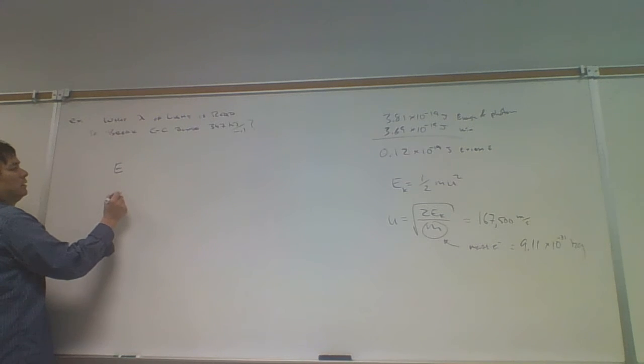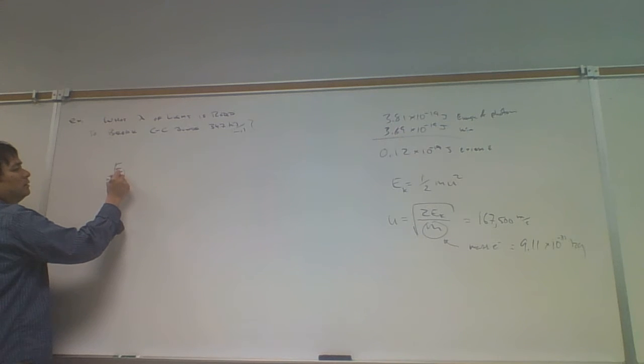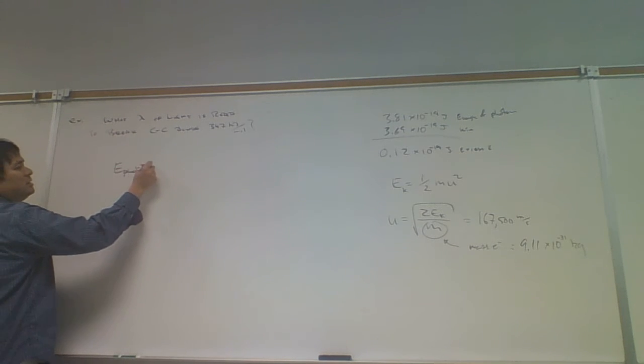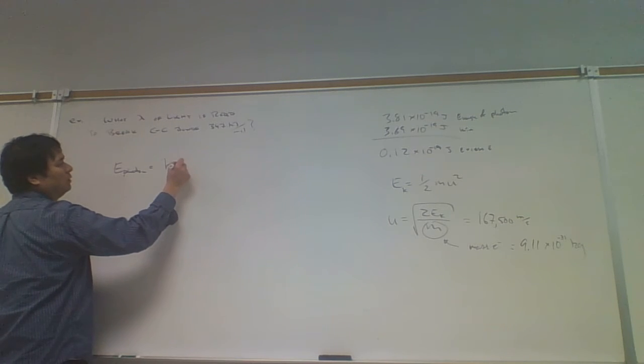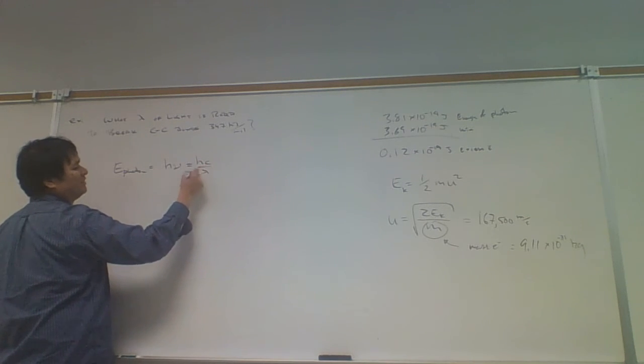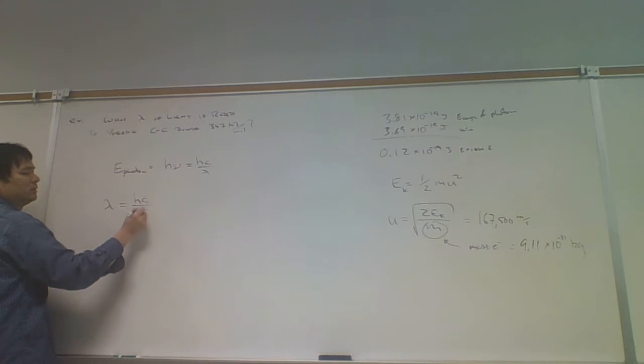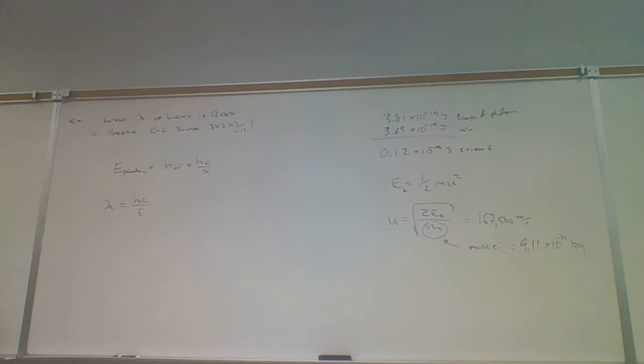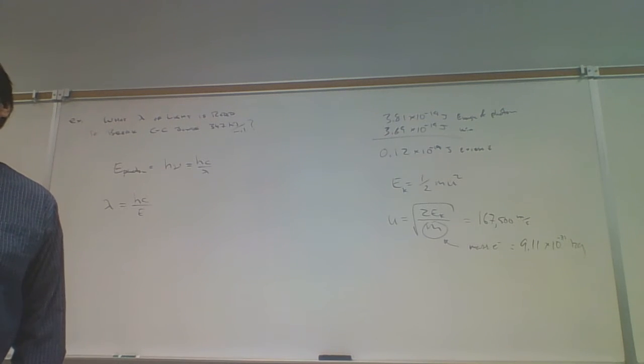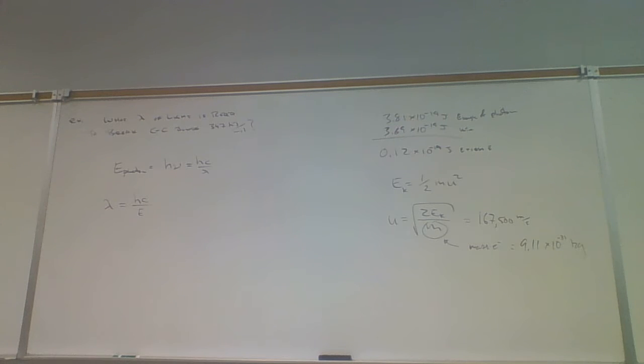So the energy of the photon is equal to h nu, which is equal to hc over lambda. So we solve this equation for lambda. Lambda is equal to hc over the energy of the photon. The energy of the photon has to be the energy of the bond. Otherwise, if the photon doesn't pack enough punch to break that bond, the bond's not going to be broken. So if the photon energy is less than 347 kilojoules per mole, the bond's not going to break. We need 347 or greater, right?